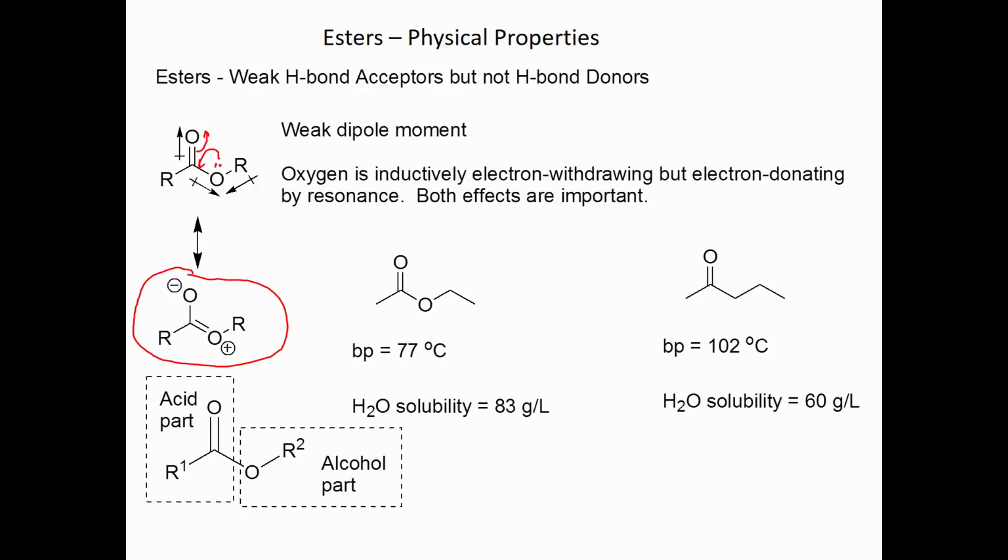We see this reduced dipole reflected in boiling point difference. Here we have two compounds that have almost the same molecular weight. The only difference is that the one on the left is an ester and the one on the right is a ketone. And we see that the ketone does have the higher boiling point due to the stronger dipole attractions in that type of carbonyl.